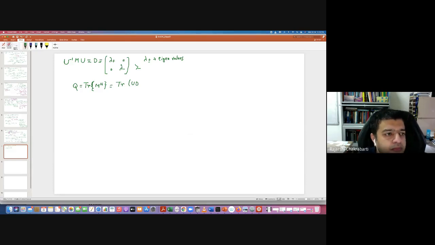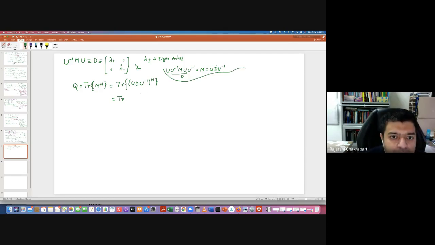Okay, let me write down here only. Basically your U inverse M U, but then whole to the power of N. You follow from here, no? Because if you do U inverse M U, you get D, that is, M equals U D U inverse, isn't it? Because this is your D. So you put that here. What will happen to this? This is nothing but U D U inverse into U D U inverse into U D U inverse, N such terms, isn't it?